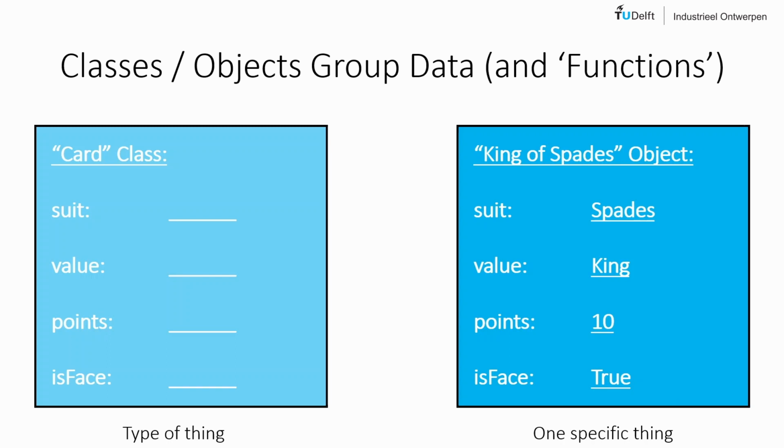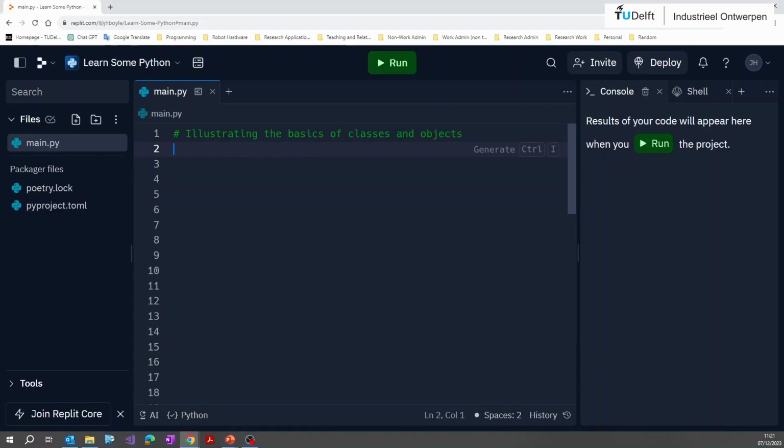Okay, let's see how we do this. So here I'm using Replit again. You've seen it in some of our earlier videos. And you're going to have to bear with me while I type this live. Okay, so let's see about creating our instance of a class.